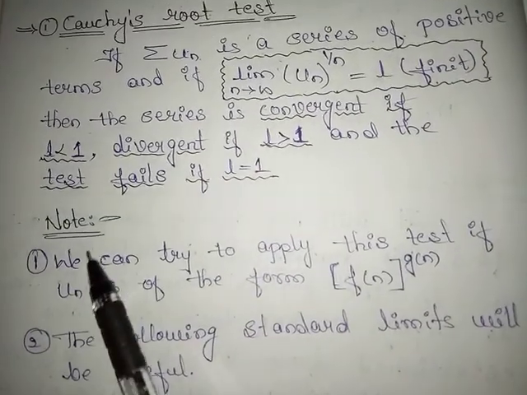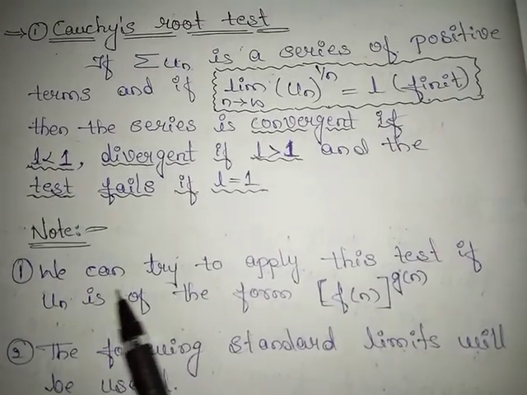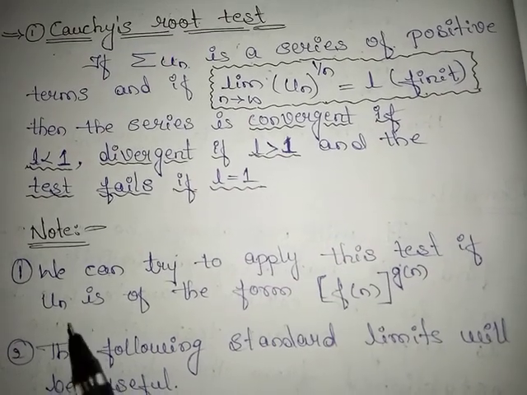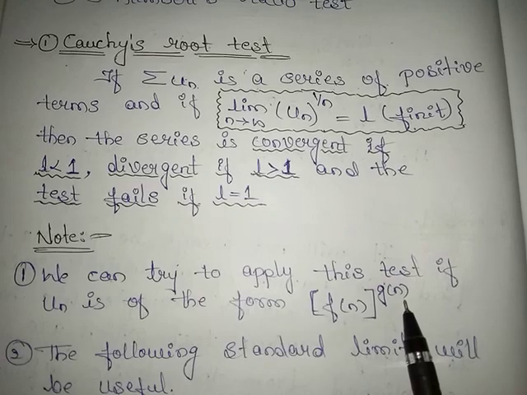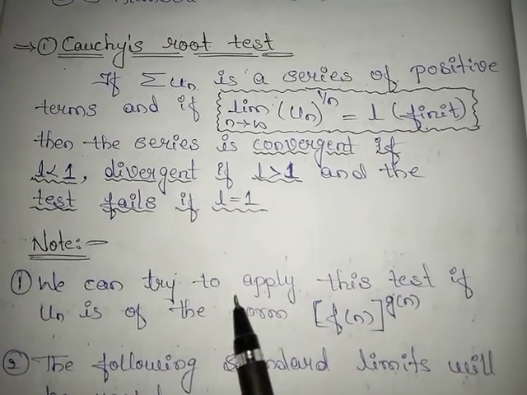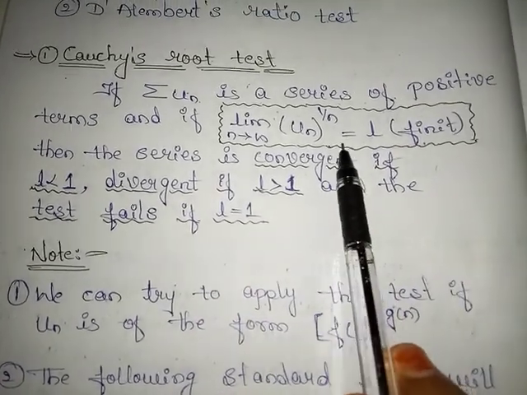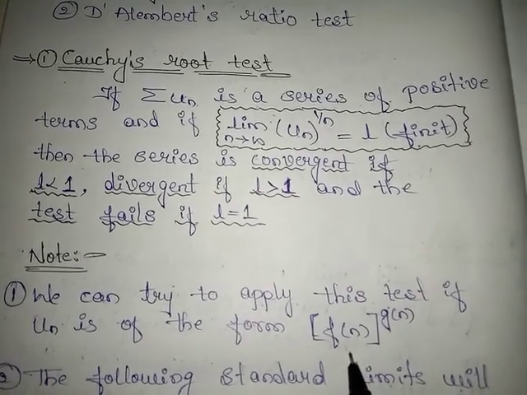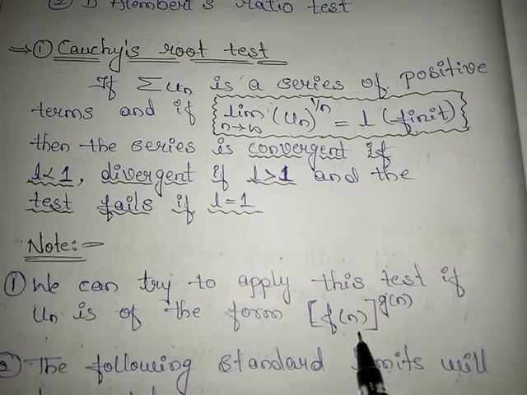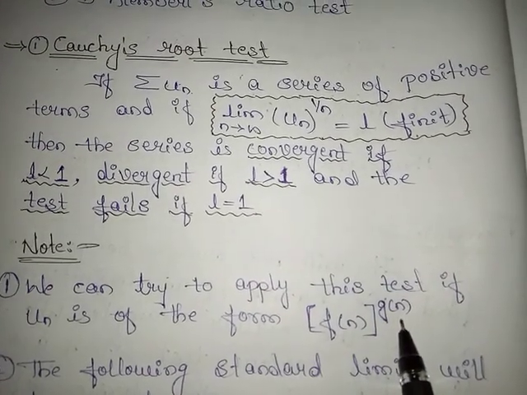Next, we have a note here. We can try to apply this test if un is of the form f of n raised to g of n. It means we can apply this result when the given nth term is of the form f of n raised to g of n.